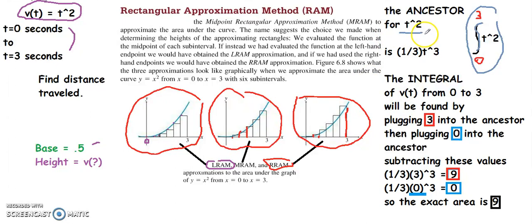And what you do is you find the ancestor to this. In other words, what function had this as a derivative? If you look at 1/3 t cubed, its derivative would be t squared. And that's actually the function that we use to get the total area exactly. You plug the top value into this ancestor, then plug the lower value into the ancestor, and you subtract these two answers, giving us an exact value, and we'll see later why that actually works.